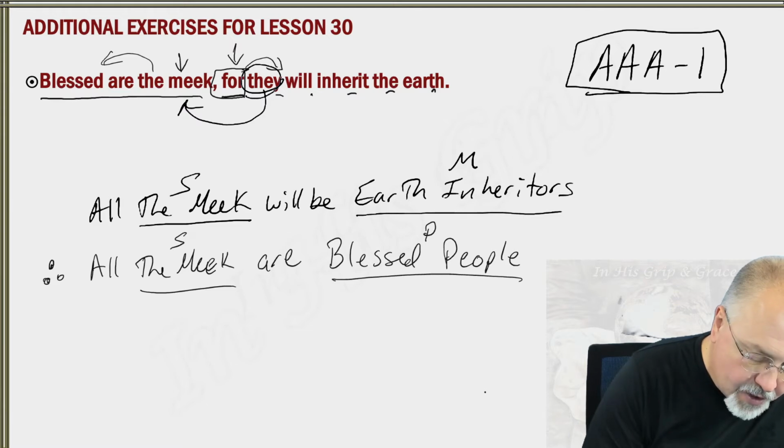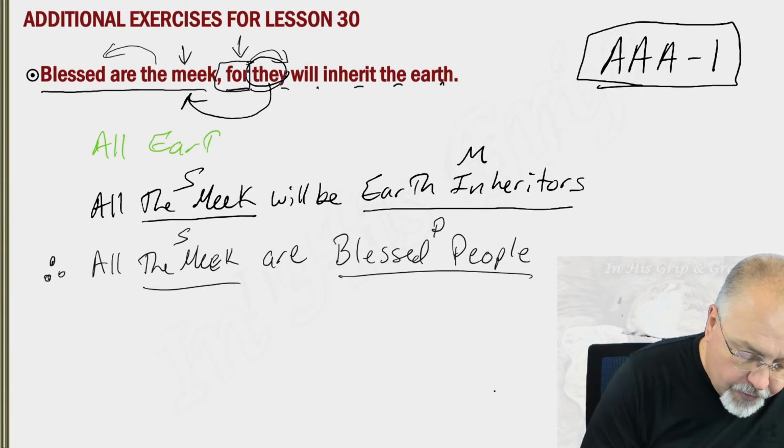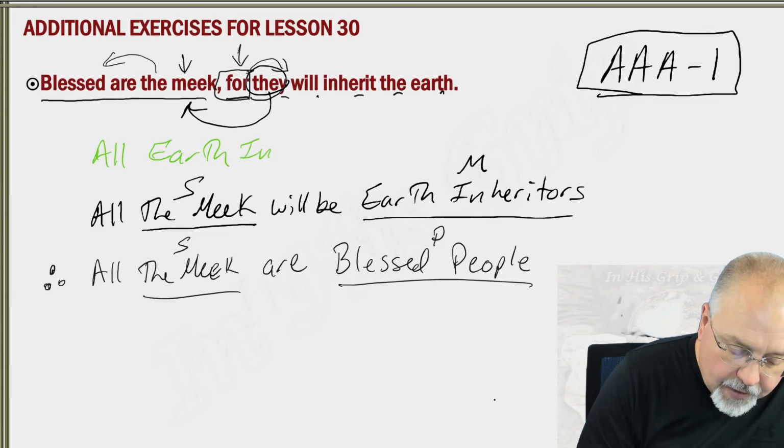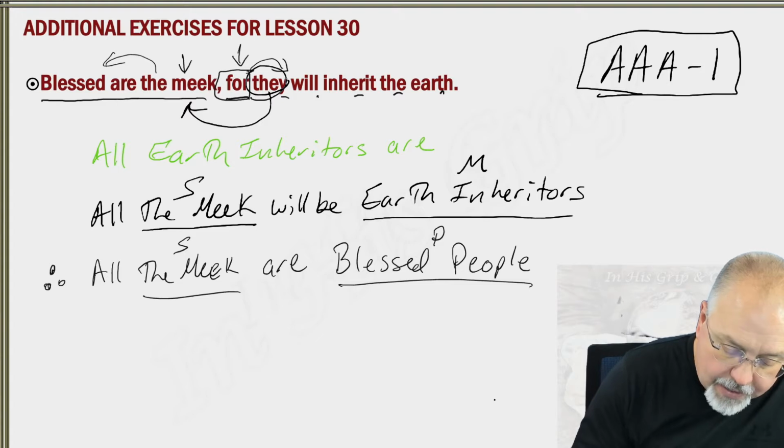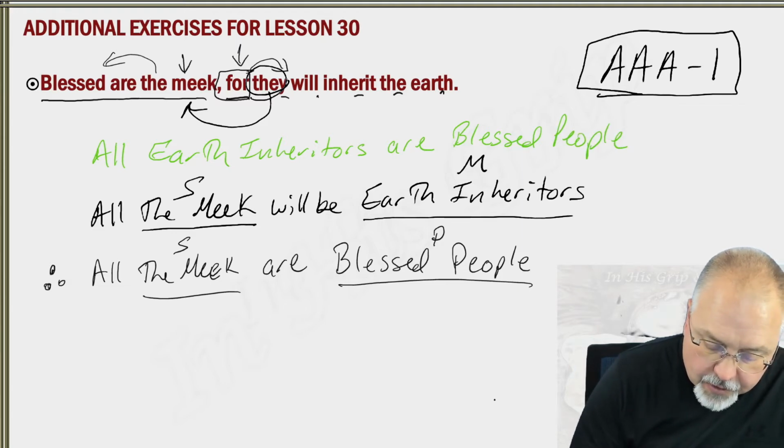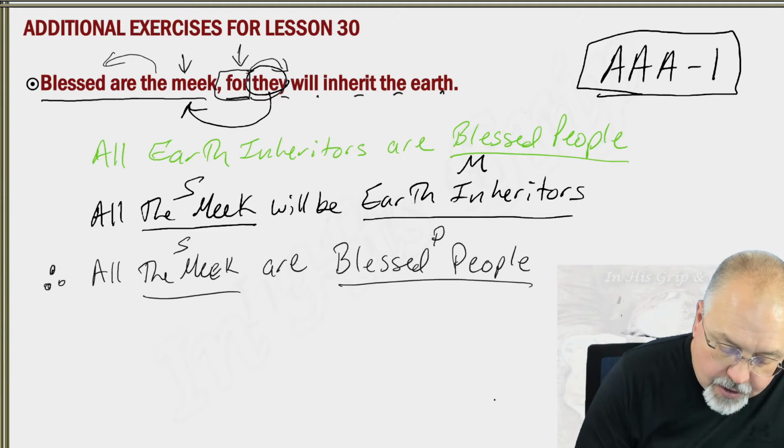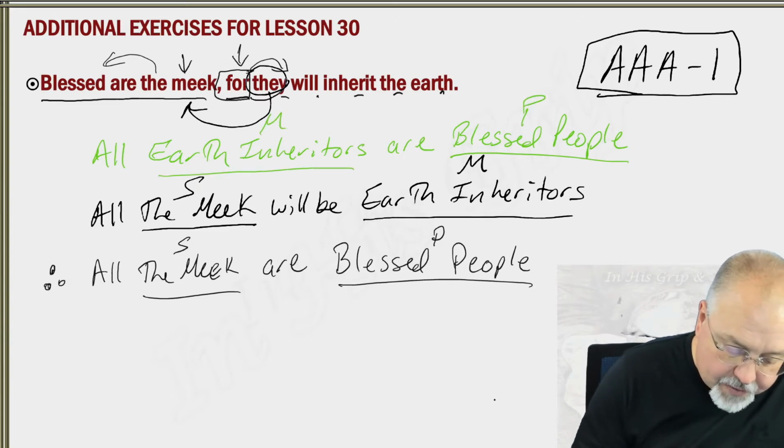So let's change colors again. Let's do green. All earth inheritors are, now we go P, right? Are blessed people. Right? Let's finish our labeling just so we can see how it goes. P. This is M, right? Because it's the middle term.